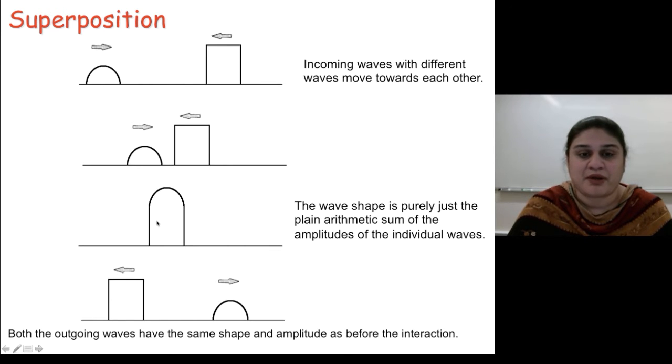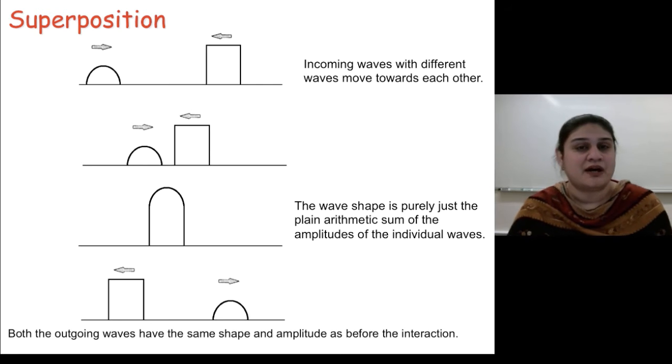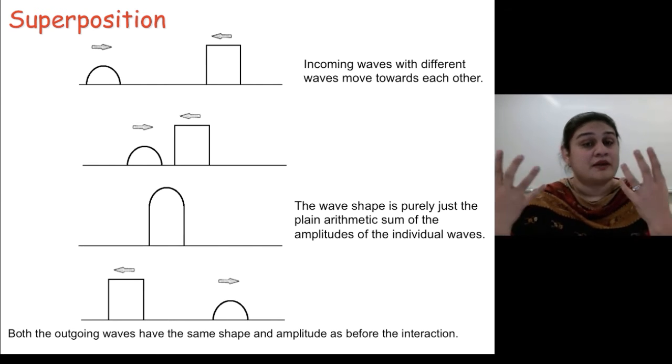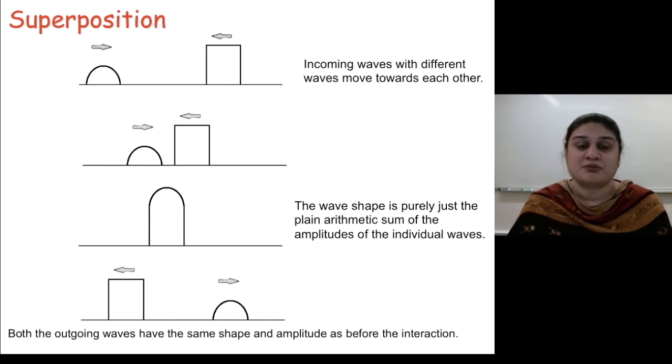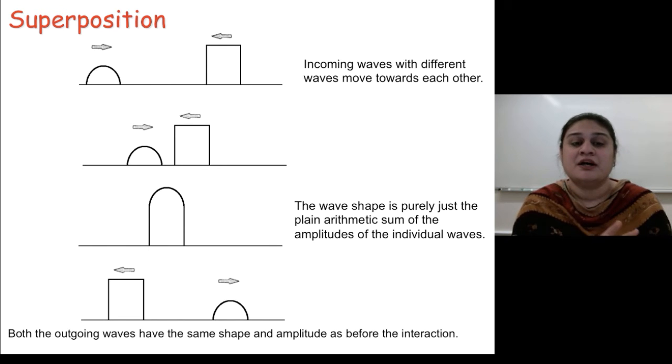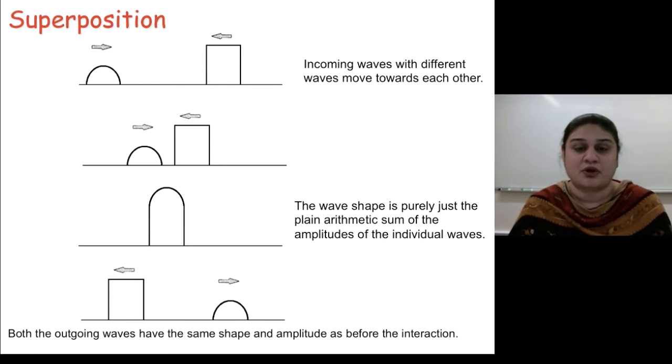It's purely mathematical, arithmetic. So for example, if the amplitude of one wave is 2 and the amplitude of the other wave is 4, the sum will actually have an amplitude of 6. And then both waves will go away from each other, maintaining whatever they brought in terms of their shapes and their amplitude and all of their properties.